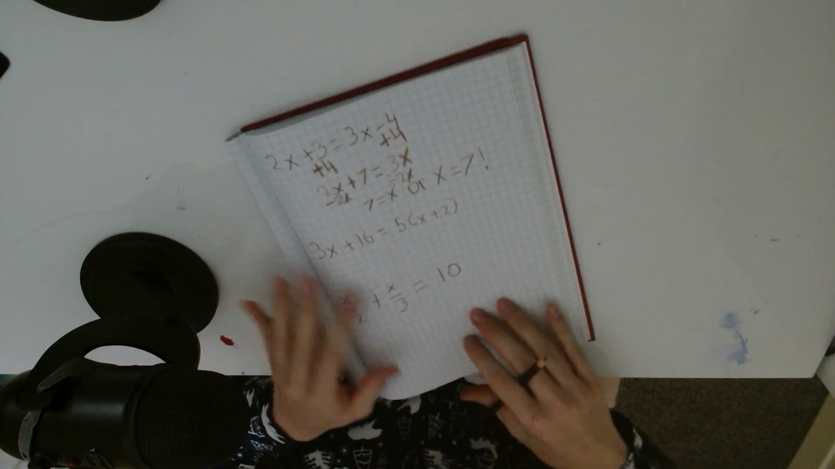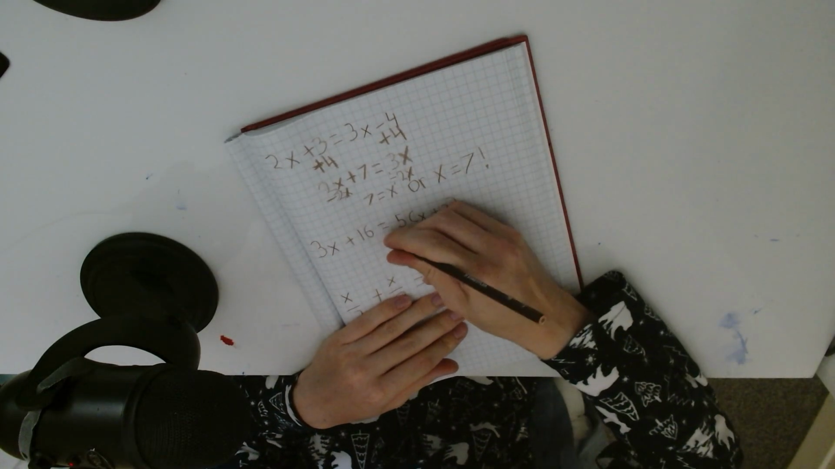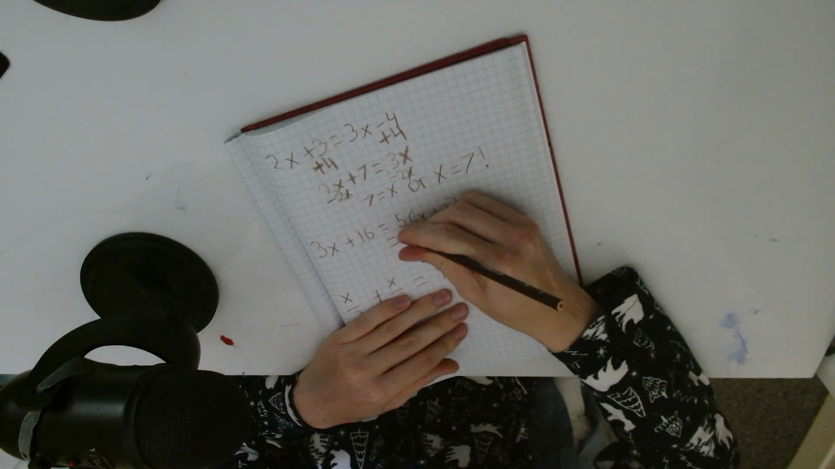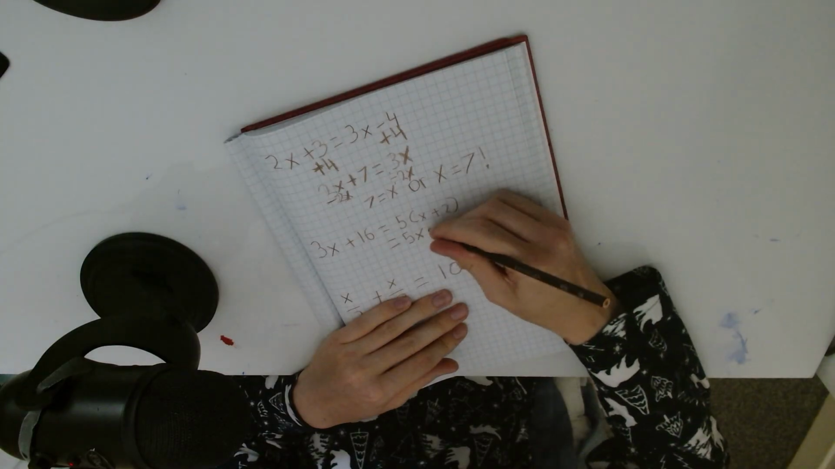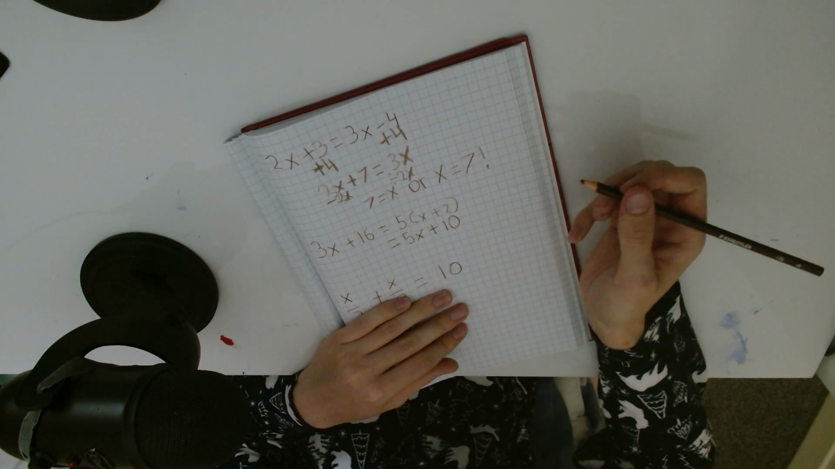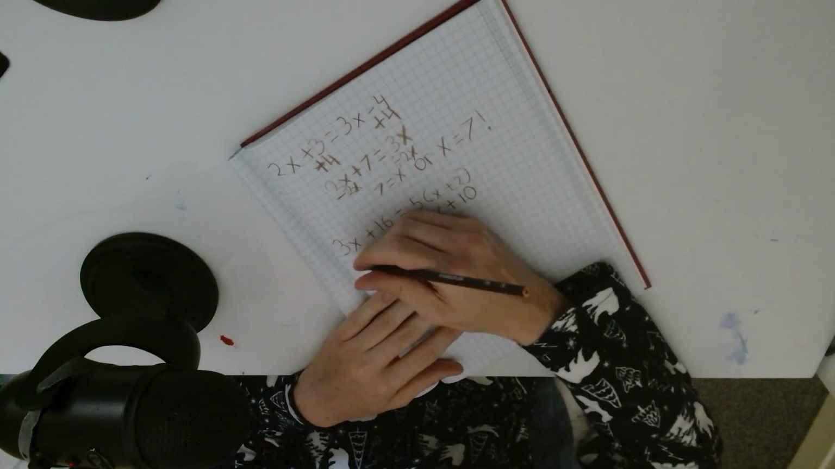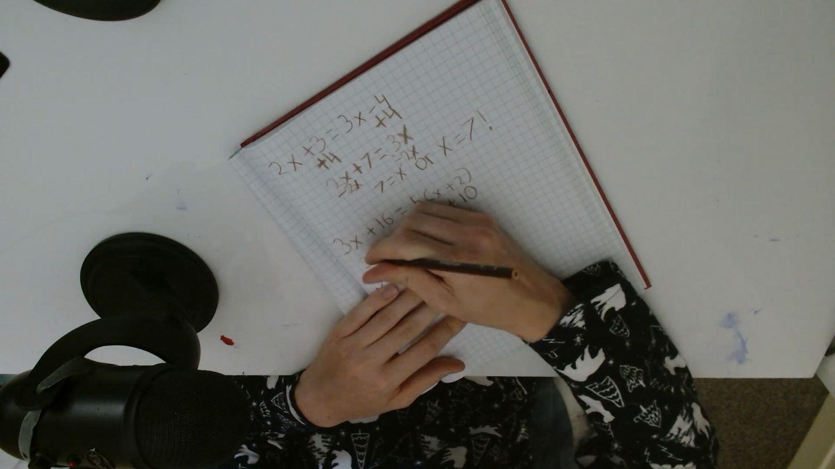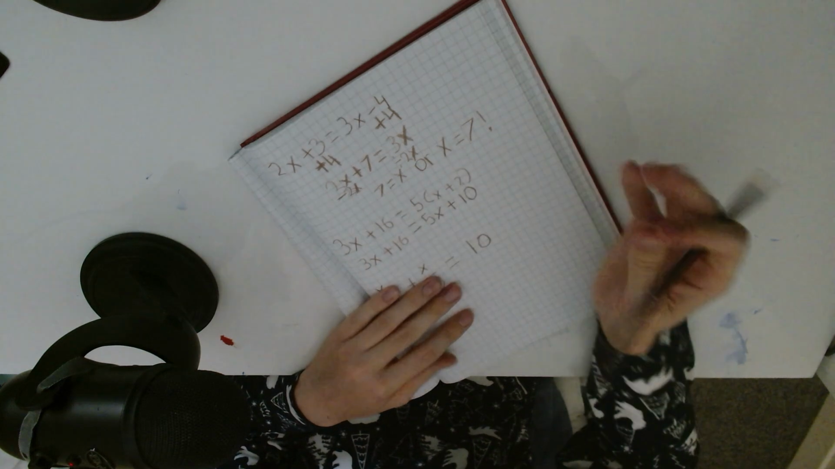Okay, next up here, we're gonna complete the brackets here first. So we got 5x plus 10. And that's equal to 3x plus 16.